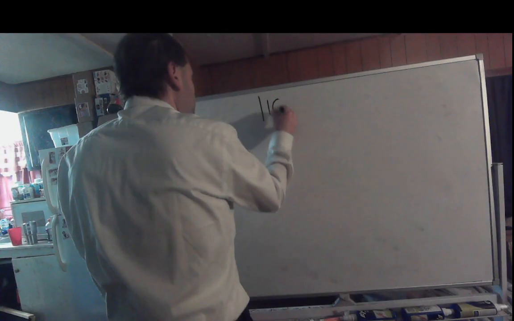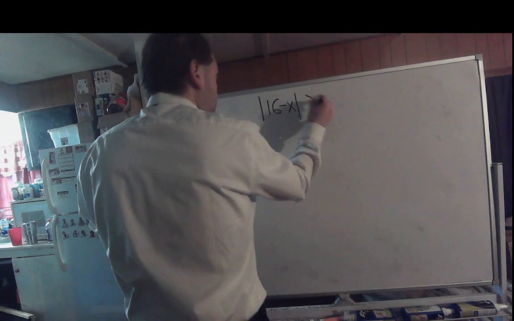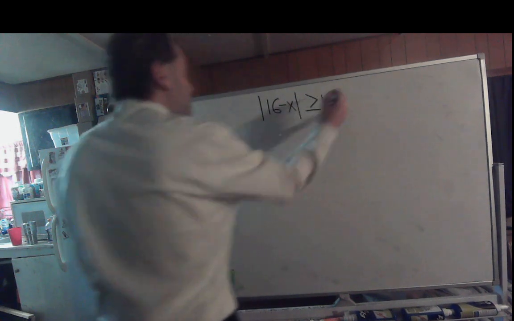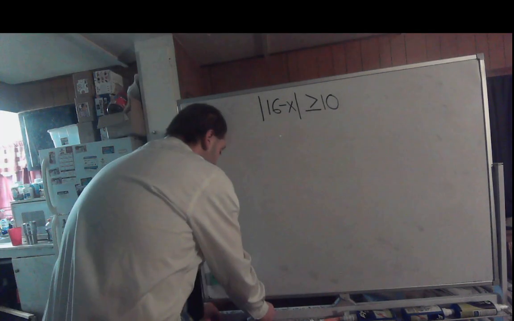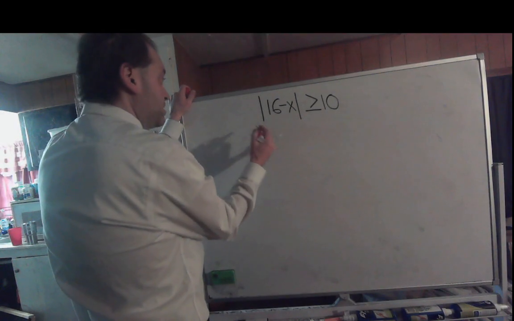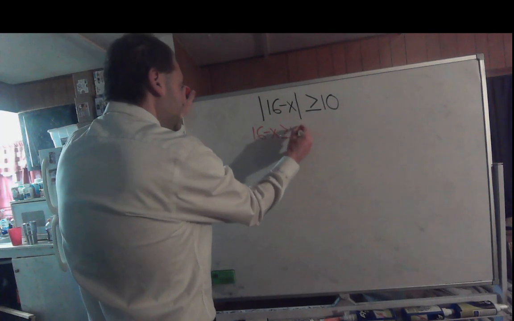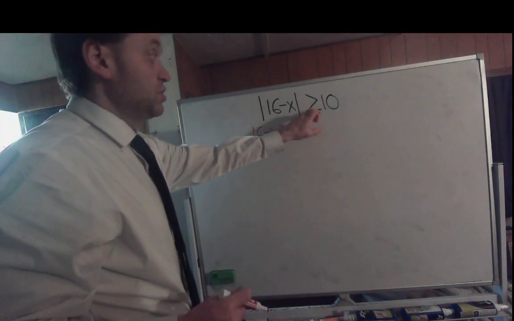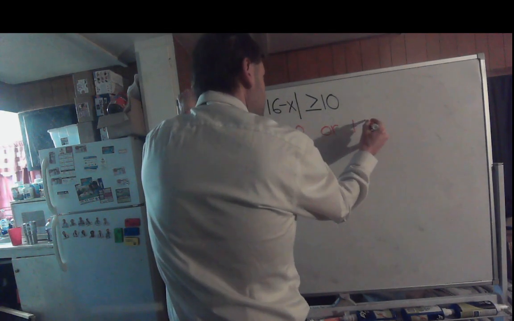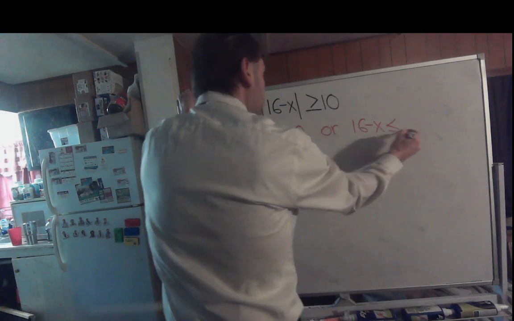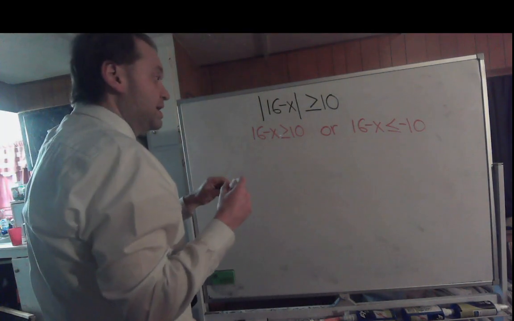Alright, the absolute value of 16 minus x is greater than or equal to 10. So we have the absolute value of 16 minus x is greater than or equal to 10. Well, split these into two separate inequalities. You would have that 16 minus x is greater than or equal to 10. Now if it's greater, so we have greater, or you would have 16 minus x is less than or equal to negative 10, since you flip the sign to deal with the negative of what's on the right hand side.